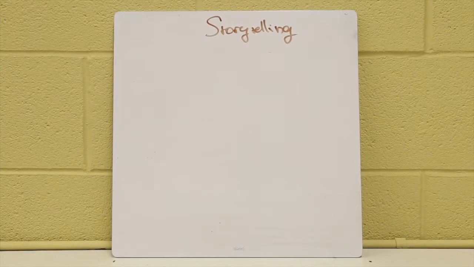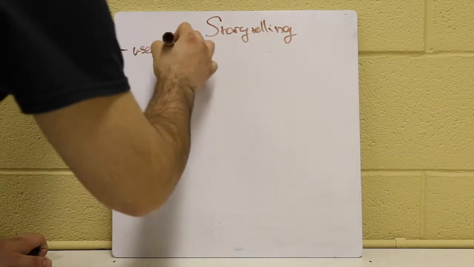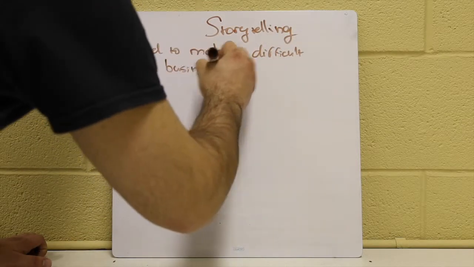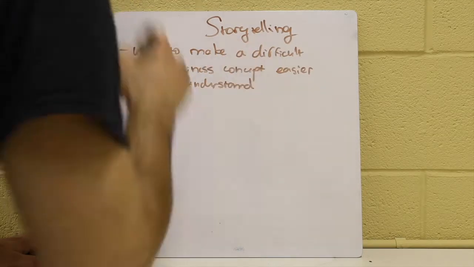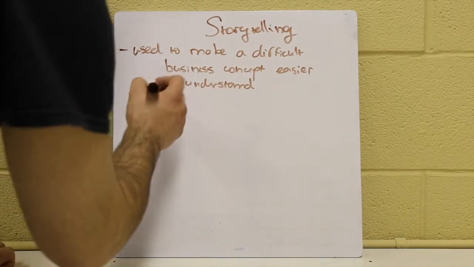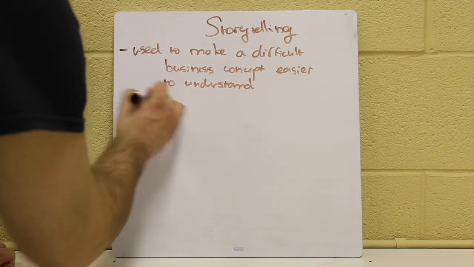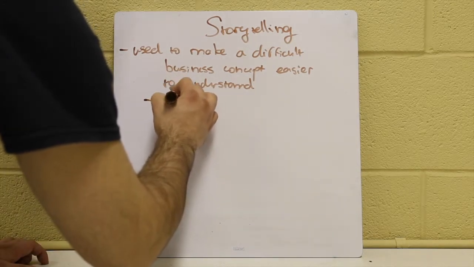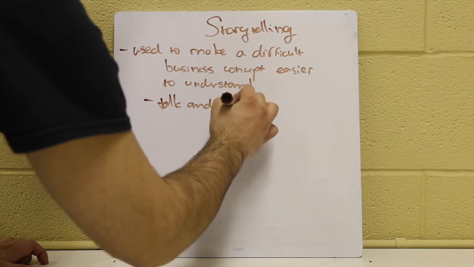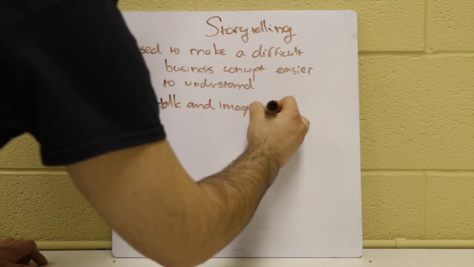As we move through the book, we encounter a section concerning storytelling. The definition that we gather from the book is storytelling can be used to make a difficult business concept easier to understand, of course with the goal to sell to more customers and appeal to your customer segment as a business. There are 5 main techniques that storytelling is done in.